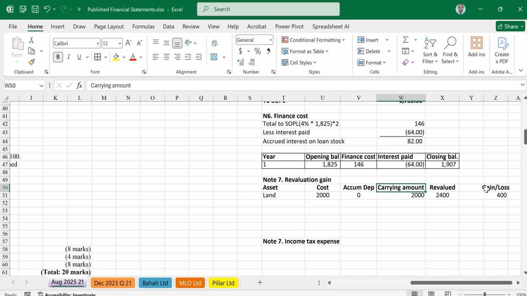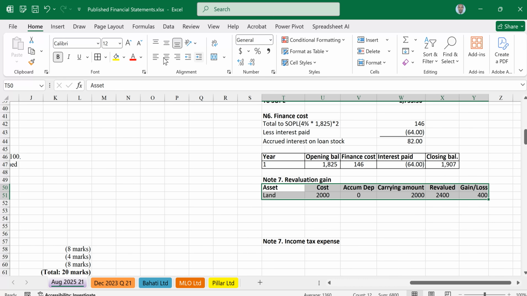Now when getting a revaluation, you are supposed to compare the carrying amount and the revalued amount. So you take the cost minus accumulated depreciation to get the carrying amount, then compare the revalued amount and the carrying amount. It will give you the gain or loss. It's 400. This is a gain.